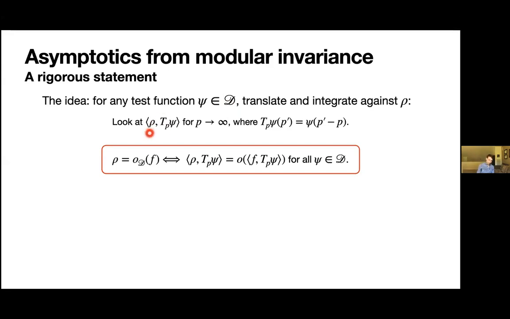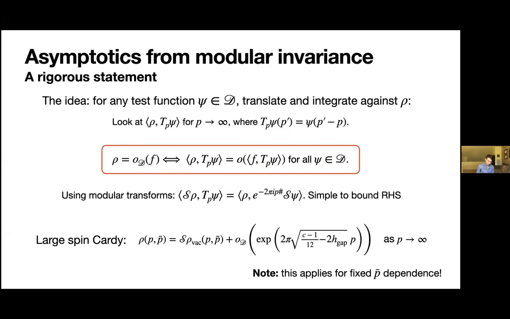So we're going to look at the pairing of the density of states with some translated test function. T_P here means you just shift the middle of this test function. And what we're going to say is that rho is of order some function f in this space of distributions if that's true when you integrate it against test functions. So this gives us a rigorous way of saying when a distribution is smaller than some function in a particular sense. And I'll compare this to some other ideas in a moment, but first we'll just say how easy it is to use modular transforms to get results like this.